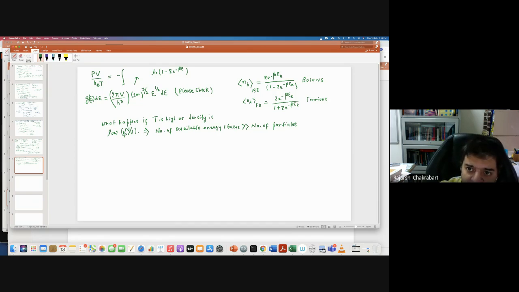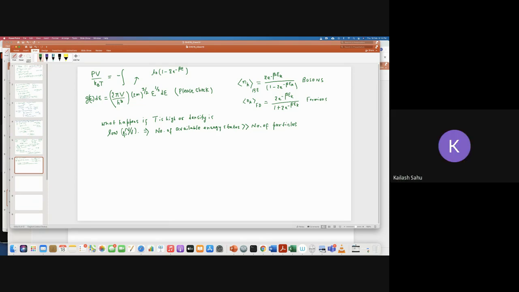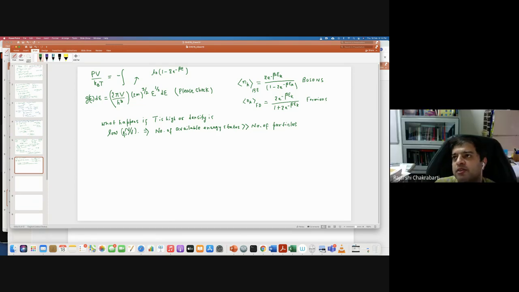So what will happen to this nk average? It has to be very small, for both. Because nk average means the average number of occupation, and it is going to be very close to 0. If I have 10,000 energy states and I have 10 particles, then the average occupation number has to be very small, isn't it? Almost 0. So it does not matter whether it's Fermi-Dirac or Bose-Einstein.